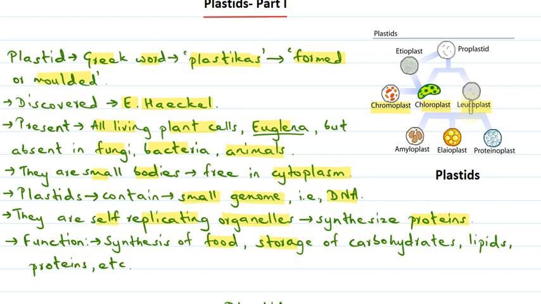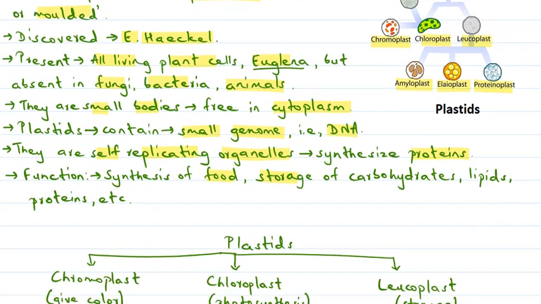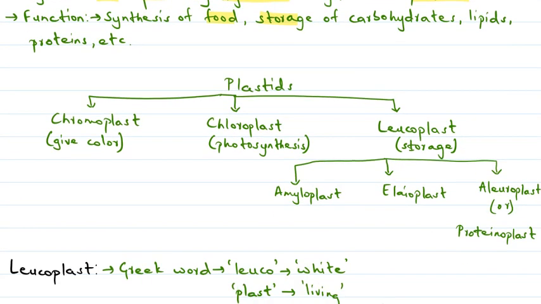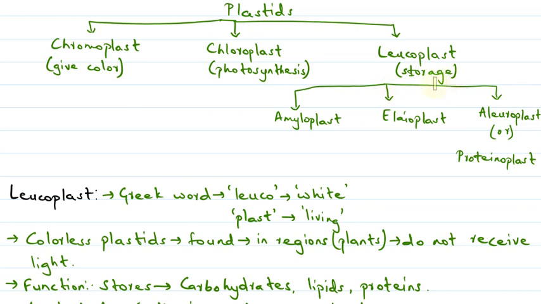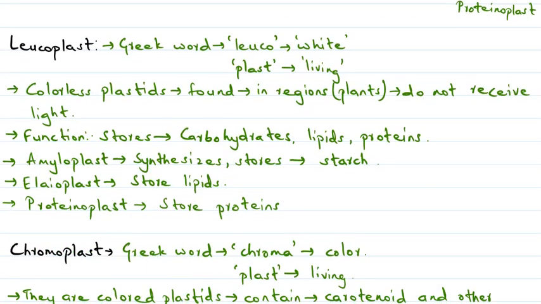Then there is leucoplast. Leucoplasts are colorless plastids, and their main function is storage. Further, these leucoplasts can be divided into three types. One is amyloplast, that stores starch, then elaioplast, that stores lipids, and proteinoplast, that stores proteins. Today we have discussed chromoplast and leucoplast in detail. We will be discussing chloroplast in the next video. So this is the chart that I explained just now, with different types of plastids, and leucoplast is again divided into three types.